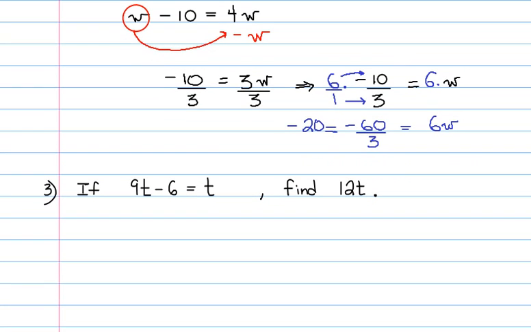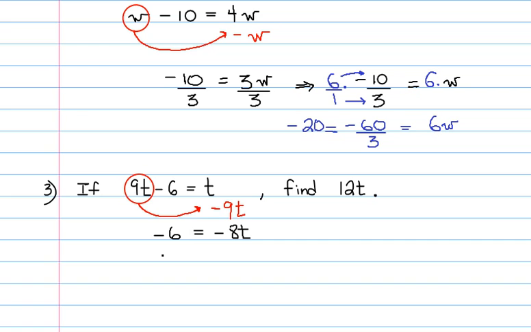Going to our last problem here, we have if 9t minus 6 equals t, then find 12t. So again, if I copy this problem, I'm going to start moving things over. I can get this 9t right here and move it across, but if I move it across, it's going to become a negative 9t. So now I'm left with a negative 6 on the left, and here I'm left with negative 8t. Now what I can do is divide both sides by -8.